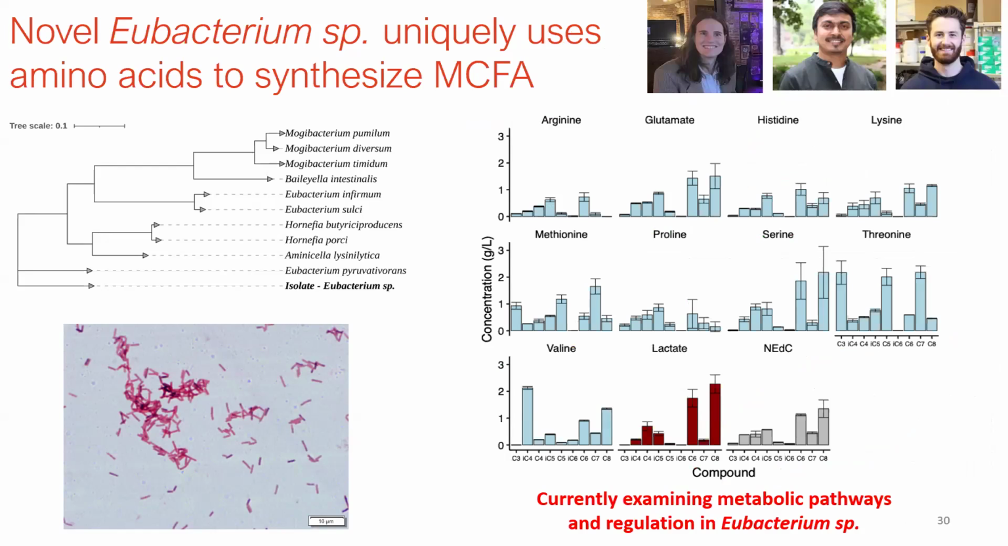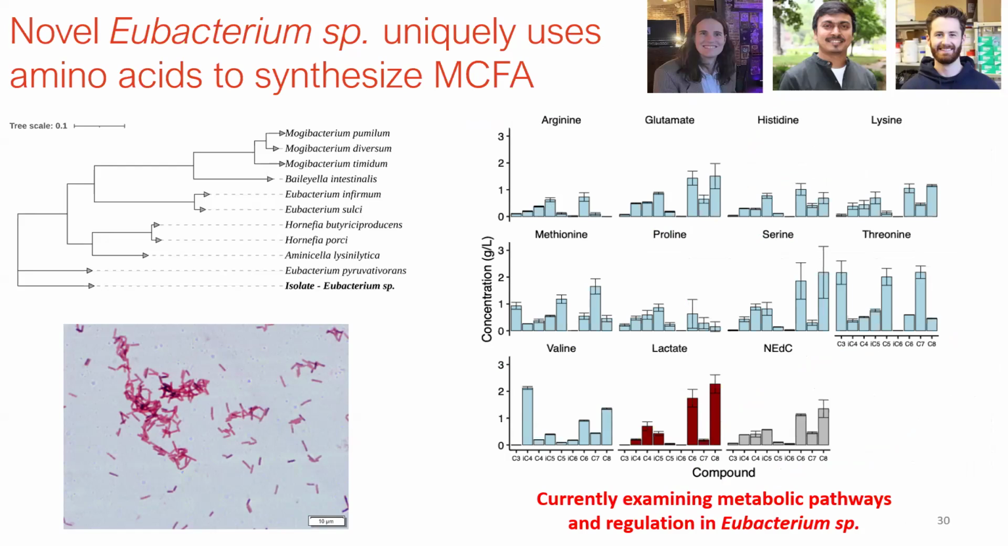And so this is quite a novel phenotype, thinking about how amino acids are actually direct substrates for chain elongation as well. Here I'm just showing consumption of different types of amino acids. You can see lysine, threonine, serine, for example. This is work we're still just getting into, looking at all the pathways and how it's regulated. But again, a really cool novel microbe.